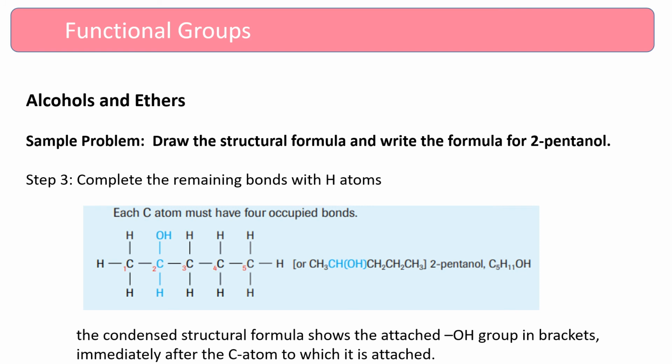The condensed structural formula shows the attached OH group in brackets immediately after the C to which it is attached.